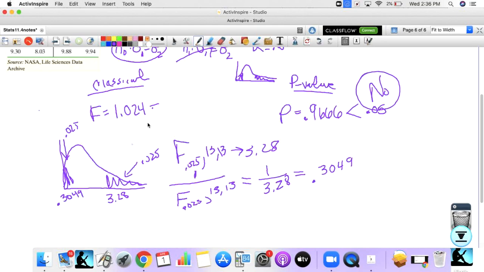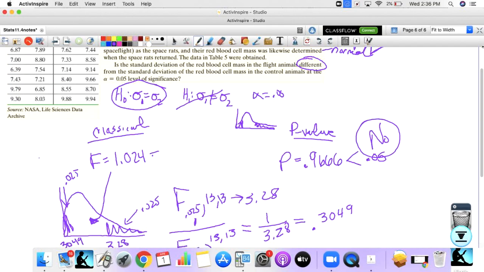If I look at where 1.0 is, it's in the non-shaded area. So is there enough evidence? No, there's not, because my test statistic is not in my shaded region. I could also say no because my p-value is not less than my alpha. Okay, so I would keep my null and reject my alternative in this instance.